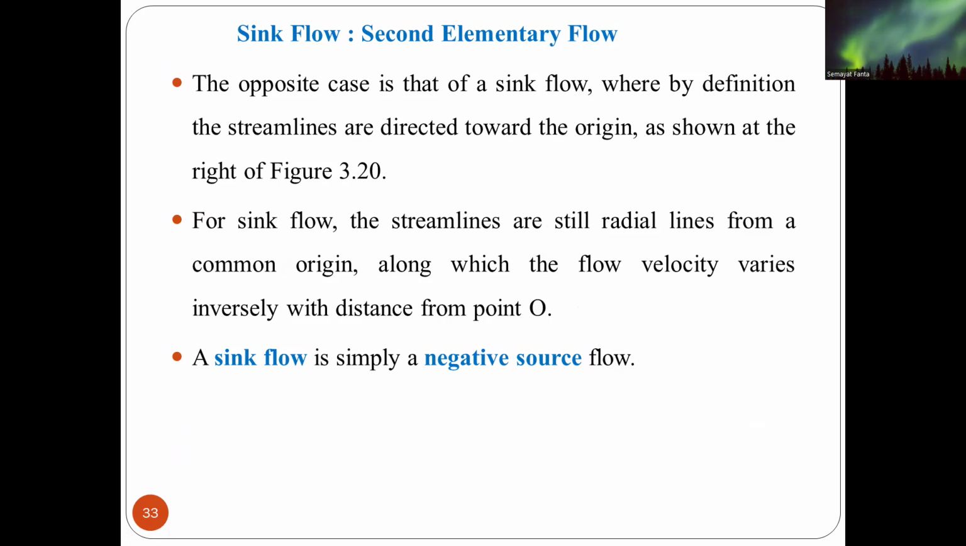The second is sink flow. The opposite of the source flow is the sink flow. All the flows are towards a single point, where the streams are directed towards the origin. For sink flow, the streams are still radial lines from a common origin, along which the flow velocity varies inversely with distance from point O. Sink flow is also simply a negative source flow.